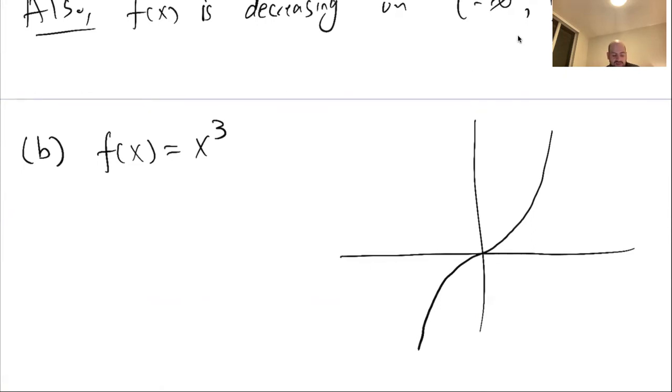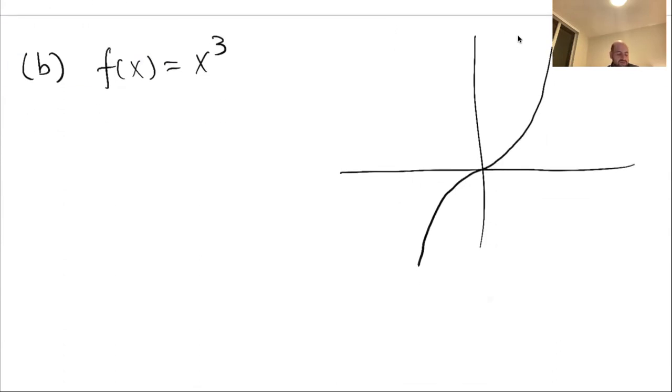As you can see in the graph, the function is actually increasing on the whole set of real numbers, minus infinity to infinity. So let's see whether our calculation and our analysis verifies this fact, that this function is always increasing from minus infinity to infinity.